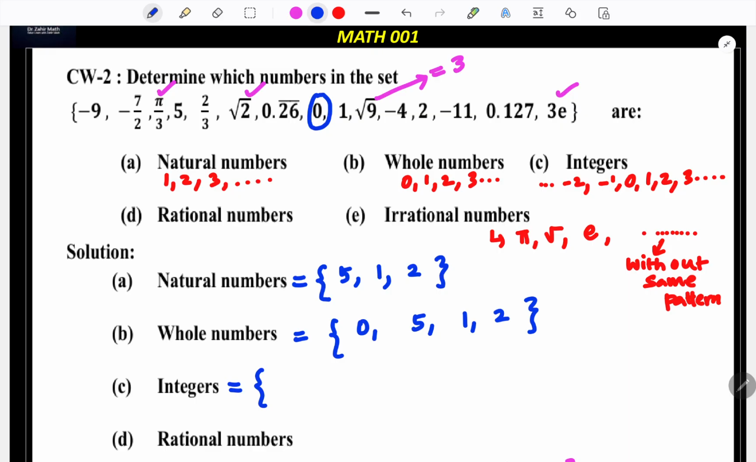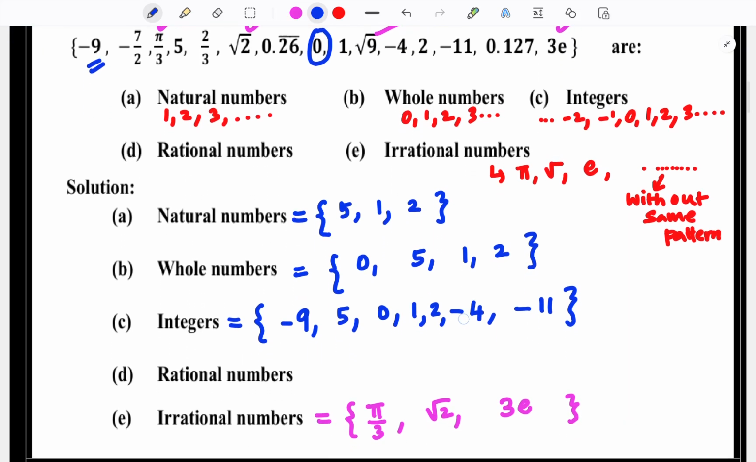Let's start the integers. Integers means what? Same numbers with negatives, right? So you will get what? Minus 9, right? Then 5, the next is 0, the next is 1. Then minus 4, minus 11. And I missed 2. Yes, I think I missed 2. After 1, I missed 2. Any other number? No. Okay, right. So minus 9, 5, 0, 1, 2, minus 4, and then minus 11.